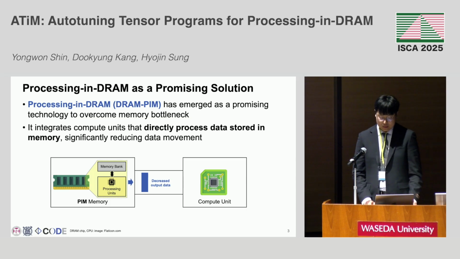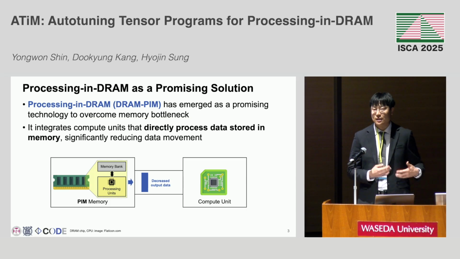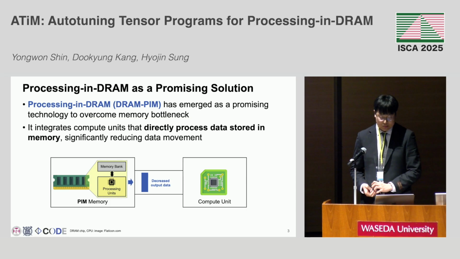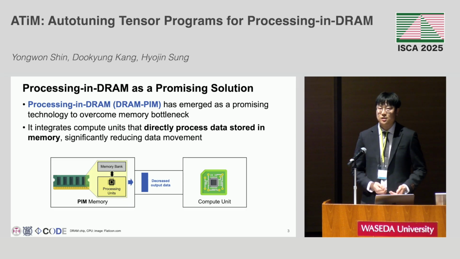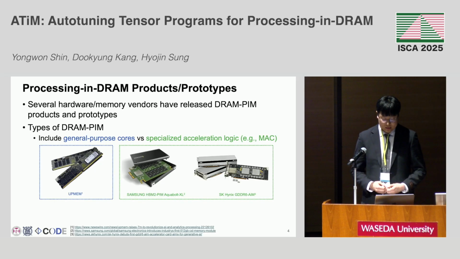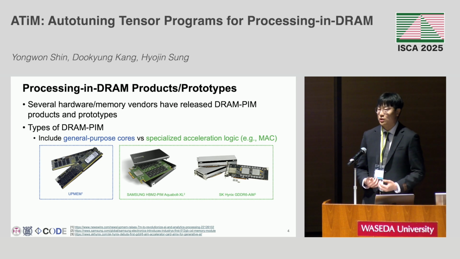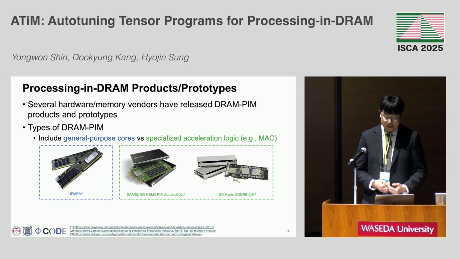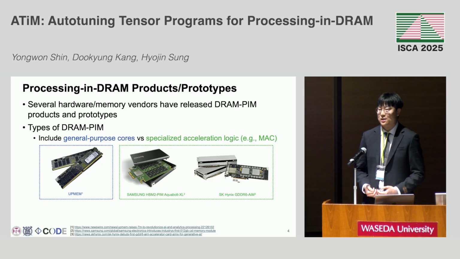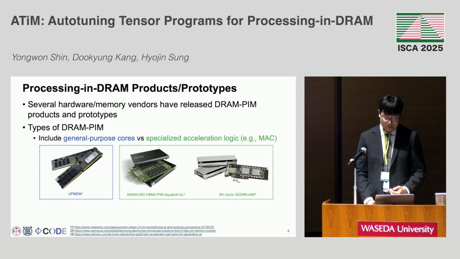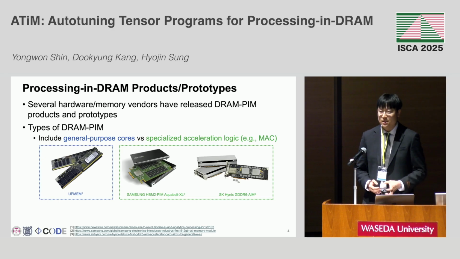Processing in memory, or DRAM PIM, embodies this shift by integrating computing units directly inside the memory. This allows data to be processed where it is stored, reducing costly data movement. Major vendors have released various DRAM chip products and prototypes. For example, UPMEM uses general-purpose cores, and SK Hynix and Samsung adopt specialized logic in their designs. These products show that DRAM PIM is no longer just a concept, it's being deployed.